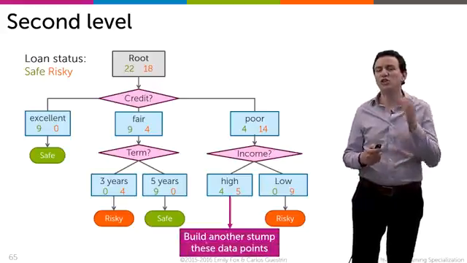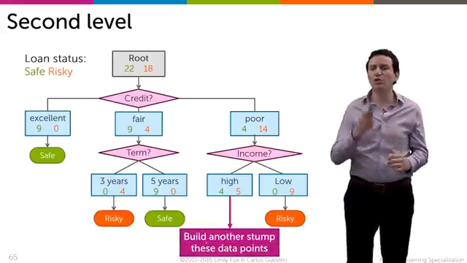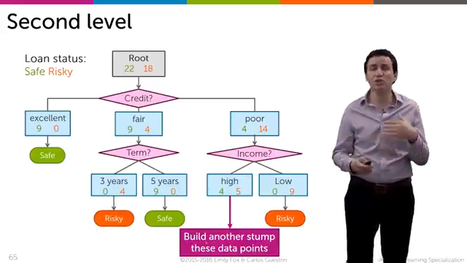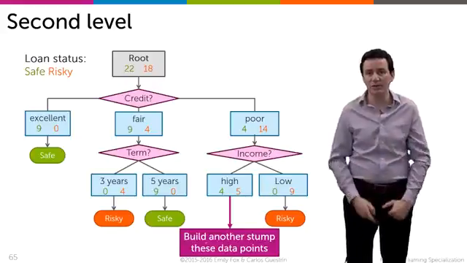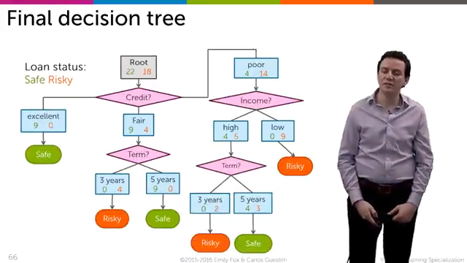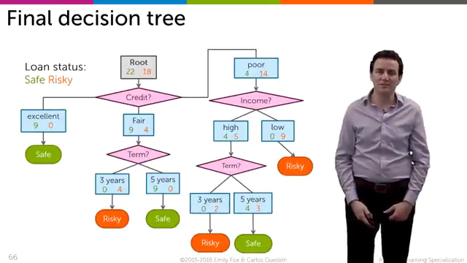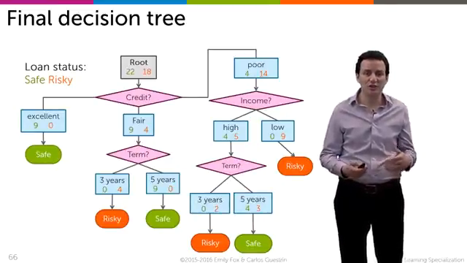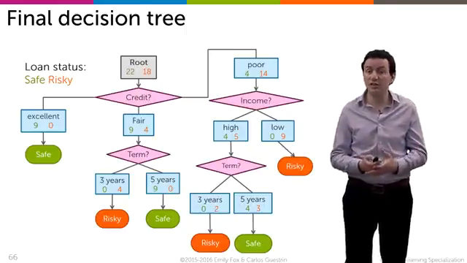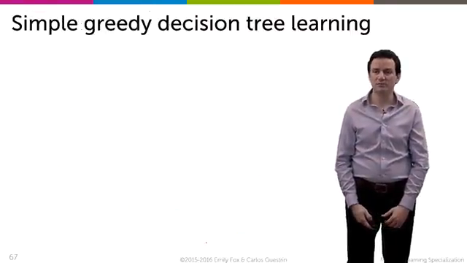But for the other case, where the credit was poor and the income was high, we see there's some risky points, some safe points, so we build another decision stump from there. And then if you were to do that, we'd learn something like this, which completes our entire decision tree. So we see now that we have branches that take us to leaves in every possible split.